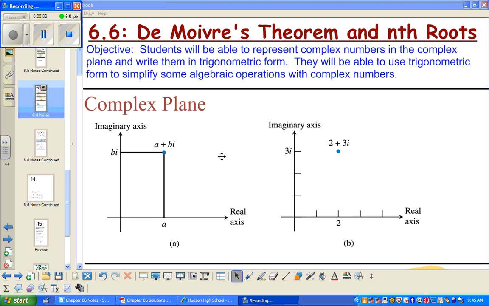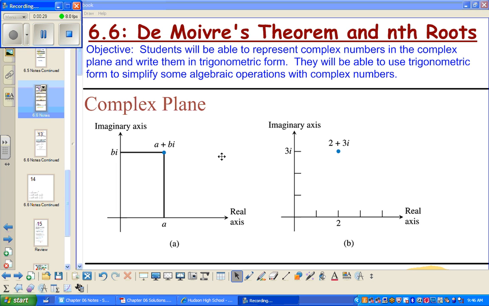Hello, this is Precalculus, section 6.6. Our focus is on Moivre's theorem, and hopefully by the time we're done with this lesson, you'll be able to represent complex numbers in a complex plane and write them in trigonometric form. You'll be able to use trigonometric form to simplify some algebraic operations with complex numbers.